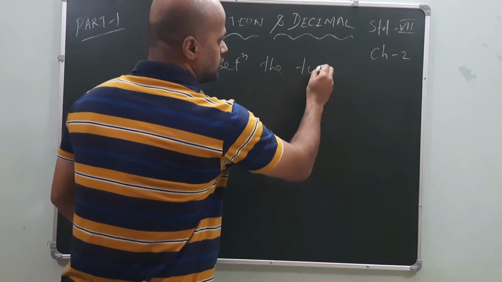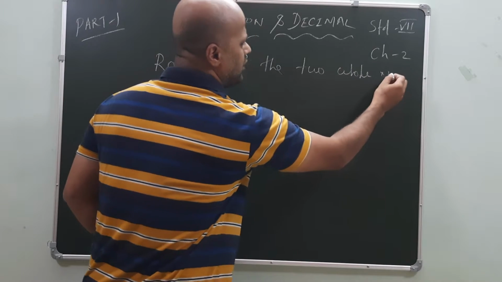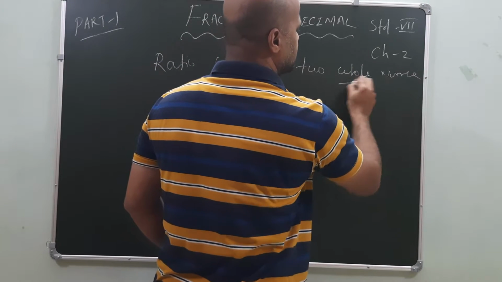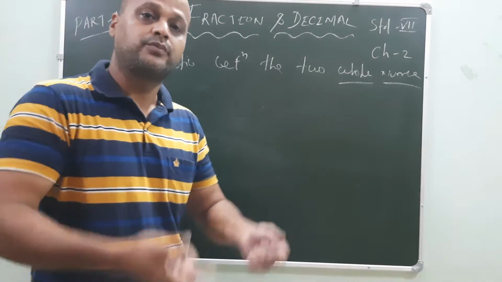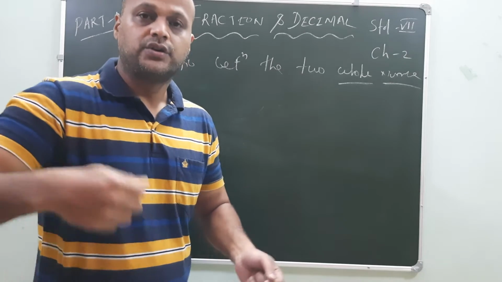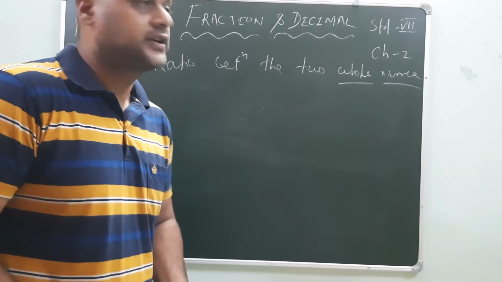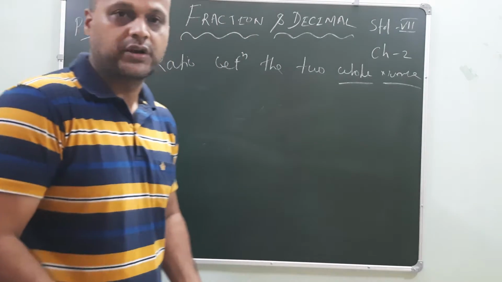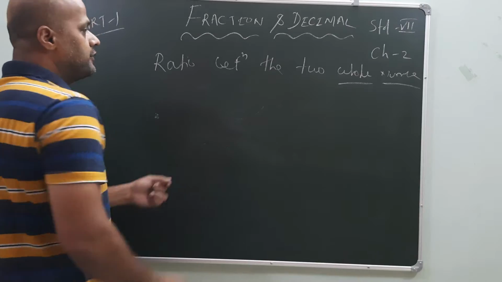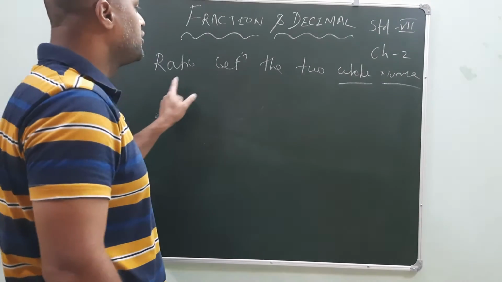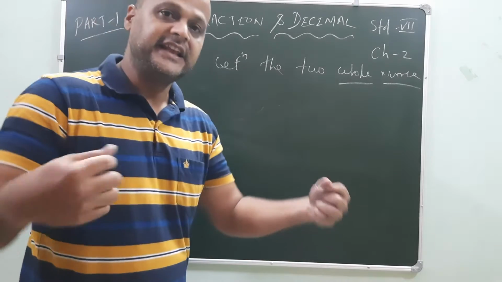What do you mean by whole number? Again the question is coming, what is a whole number? The numbers which start from 0, 1, 2, 3 and so on, up to infinity. So it is a whole number. Now come to the point: a fraction is the ratio between two whole numbers. Whole number means anything we can take.